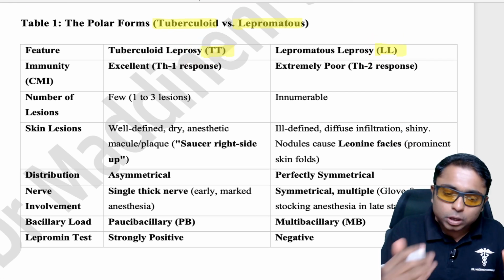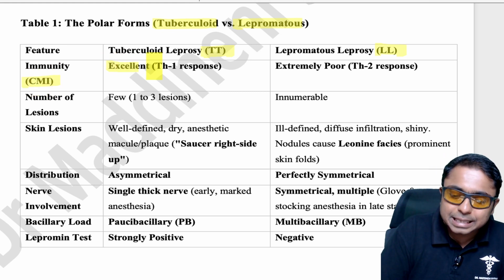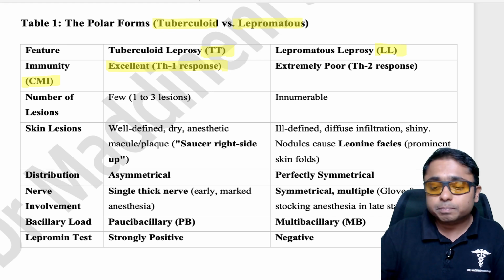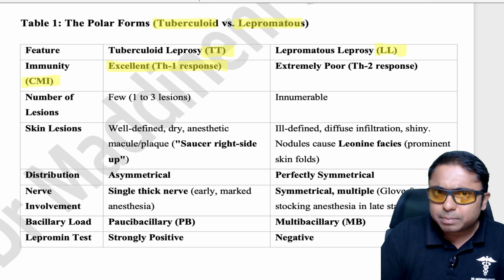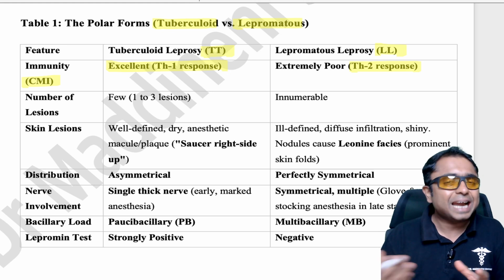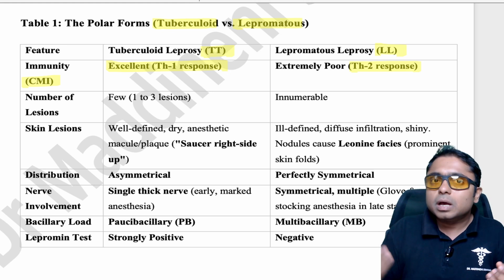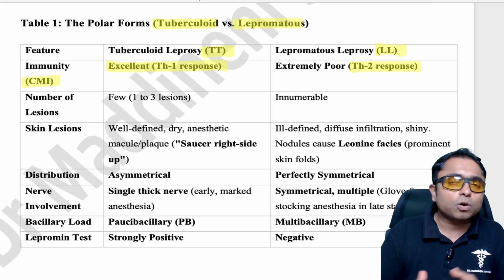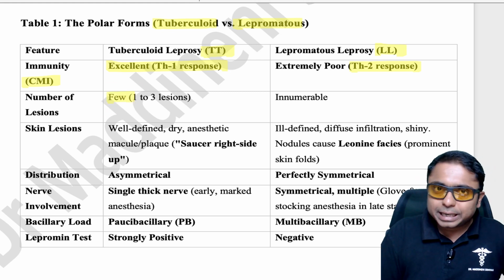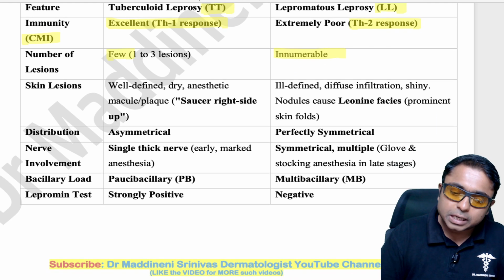In the TT pole, the cell-mediated immunity is going to be excellent. That is basically a T helper 1 response, whereas in the LL pole, the cell-mediated immunity is very poor, and it is a Th2 response producing antibodies against M. leprae, which are of no use in these patients because the antibodies are not going to destroy the M. leprae bacillus. The number of lesions is few in the TT pole, and multiple, innumerable in the LL pole because the immunity is very poor.